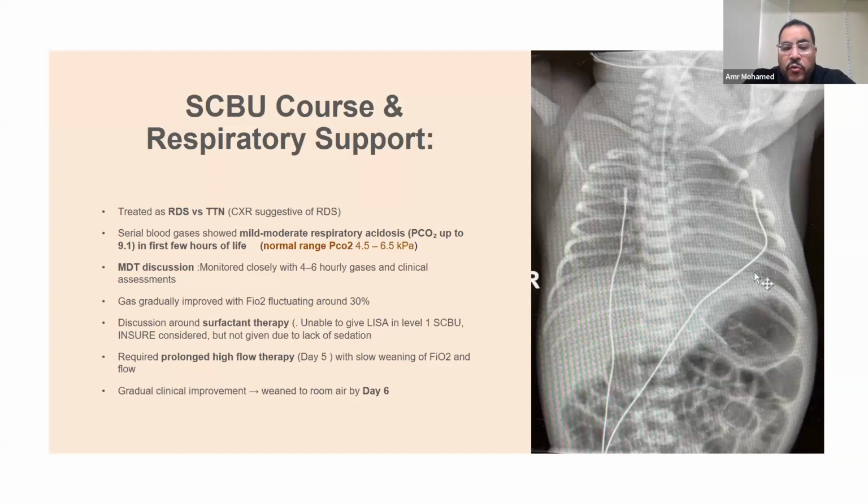And we thought that they are improving, and FiO2 was around 30, as I say. However, they remained on high flow for longer than usual here in our unit. So we kept them nearly 5 days on high flow with a slow weaning of FiO2. And they started showing gradual improvement, and we weaned twin 2 at day 6 of life.